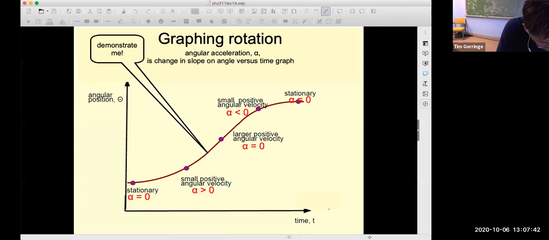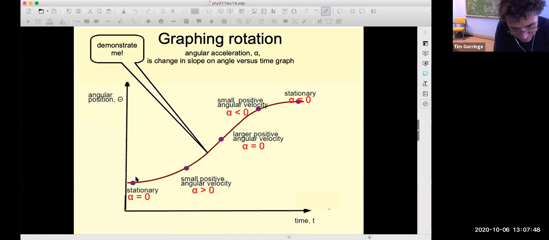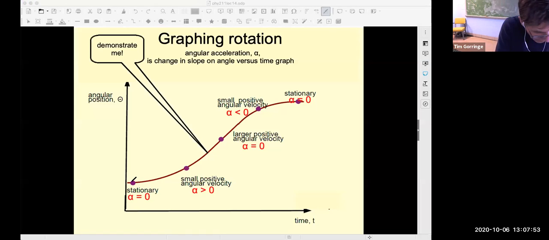So over here where the graph is flat, where it's just horizontal, that's where the wheel was stationary and remaining stationary. There's no angular acceleration here. And likewise at the end of the trip, the wheel was stationary and staying stationary. There's no angular acceleration there. Alpha is 0 in those cases.